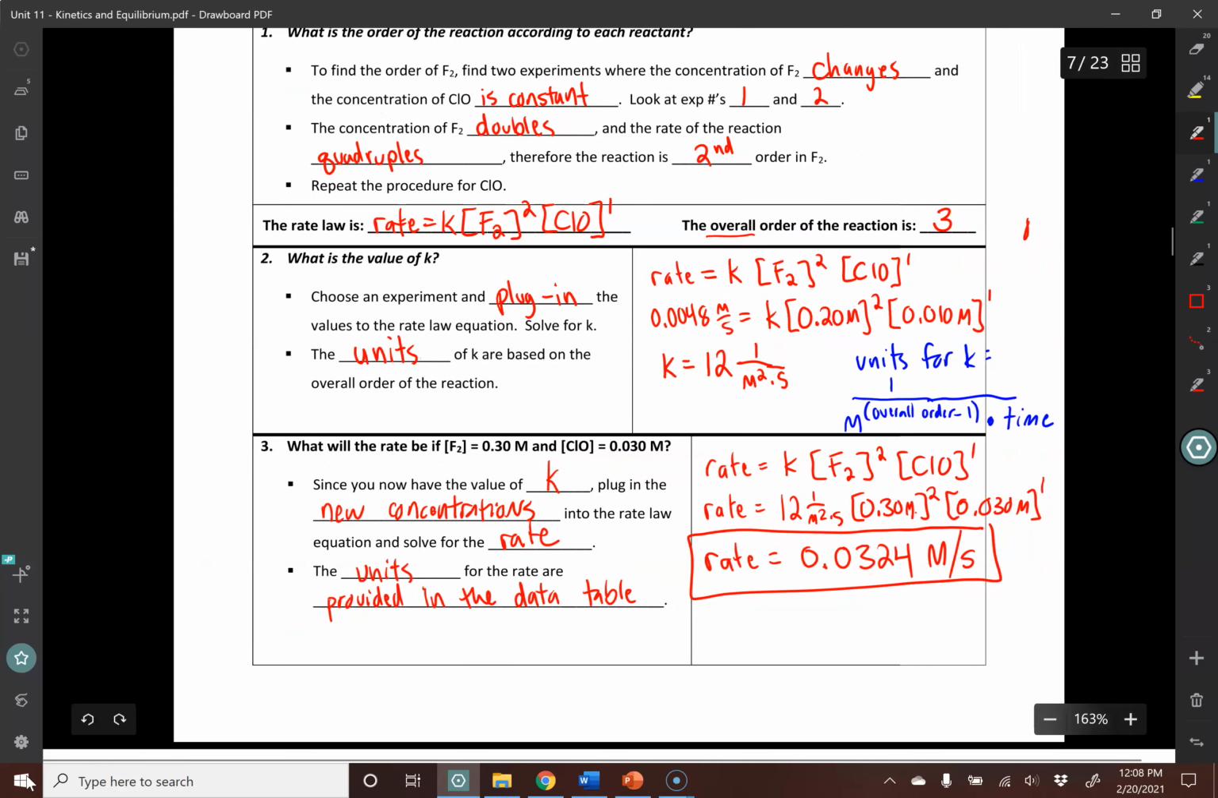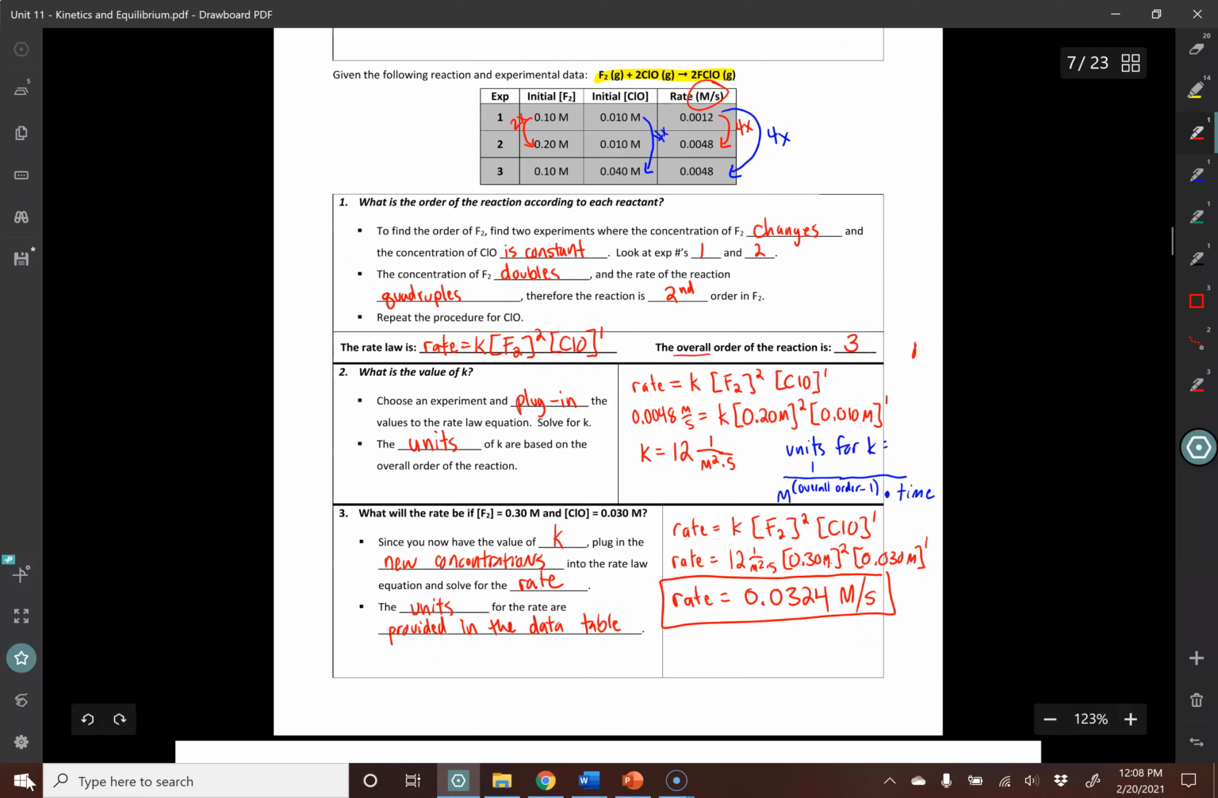And that's really the whole process. First thing you always want to do is go through, use the data provided to find the orders. Again, in my opinion, that is the most challenging aspect of these problems. Once you've got the orders, hard work for the most part is over. I can ask you to find the value of K, which really just requires you plugging in the numbers from any of the experiments. It doesn't matter which one, they should be constant, to solve for K. Be careful with the units for K. They can be a little tricky.